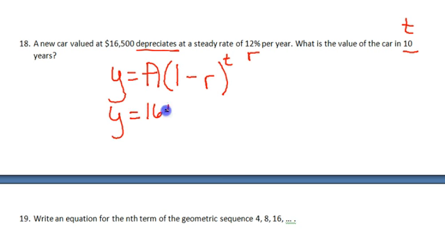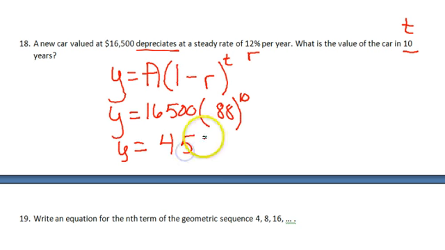So we have 16,500. I already did the 1 minus R, which is going to turn out to be 0.88. And then T is 10. You can enter it as 1 minus 0.12, but I did that part ahead of time. And when you do that, you should get $4,595.27. So after 10 years, that's all the car is going to be worth.